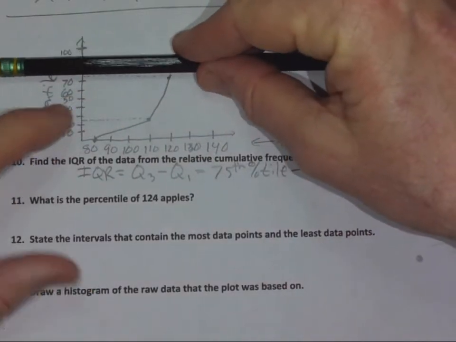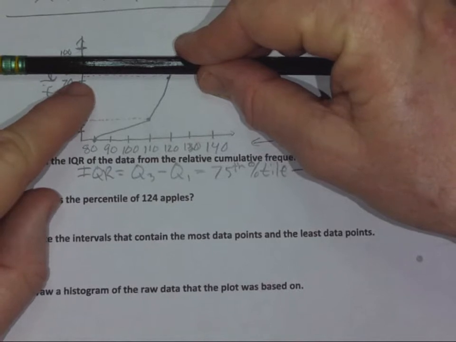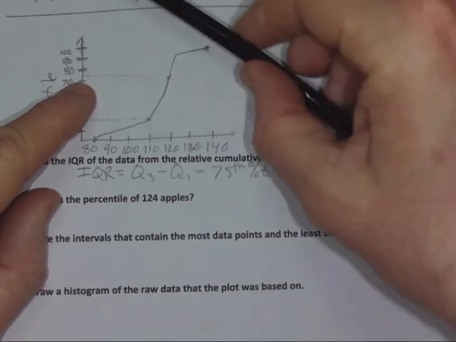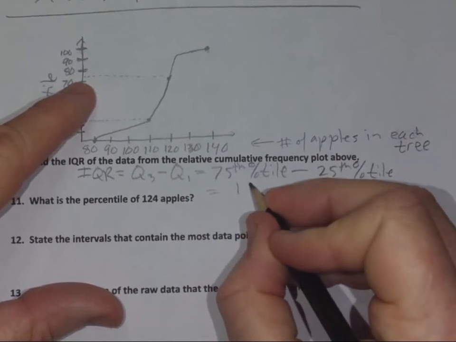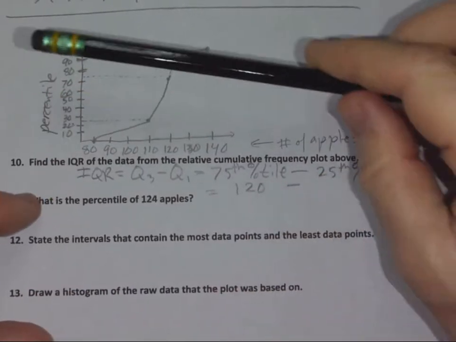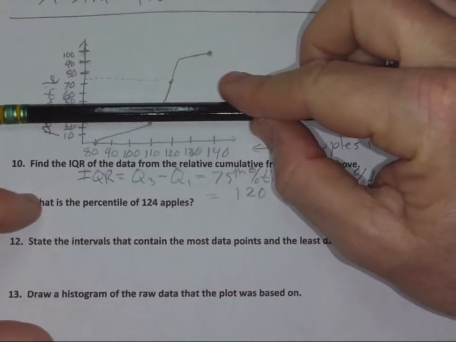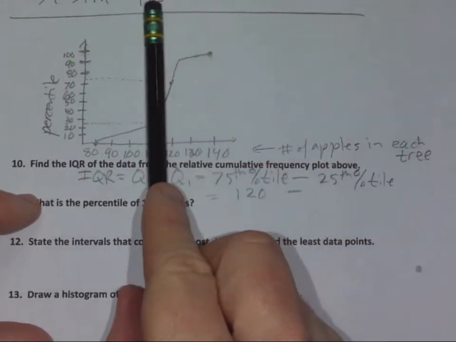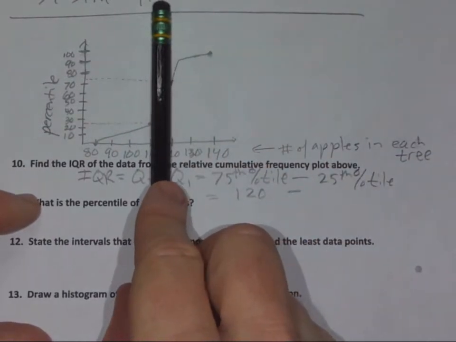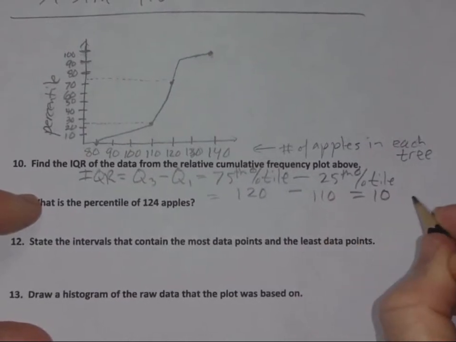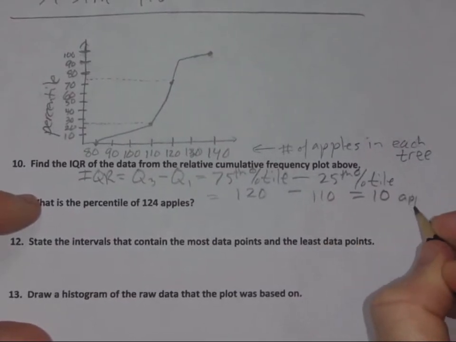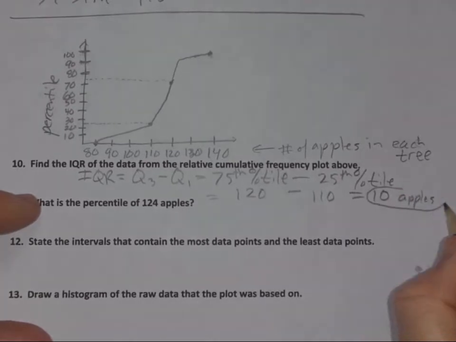Let's estimate it, and it's kind of sketched on here for us. For the 75th percentile, you go to 75% on the y-axis, and you go over and you go down. It's about 120 apples. Minus the 25th percentile, well, that's about 110 apples. You go over and down to 110. So in other words, we estimate the IQR to be 10 apples. So there we go, that's how you do that.